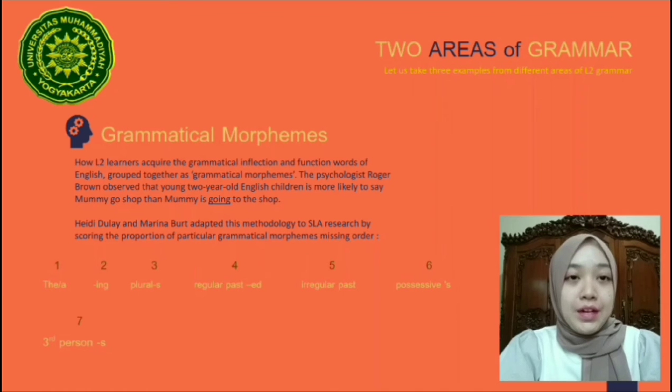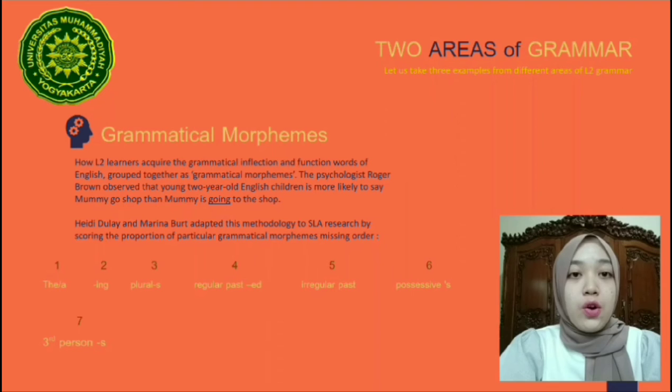Heidi Dulay and Marina Burt adapted this methodology to SLA research by scoring the proportion of particular grammatical morphemes missing from Spanish-speaking children. This is the Dulay and Burt difficulty order for English grammatical morphemes. It shows there are 7 grammatical morphemes, and the most used grammatical morpheme was the article, the or a. For example, a cake.